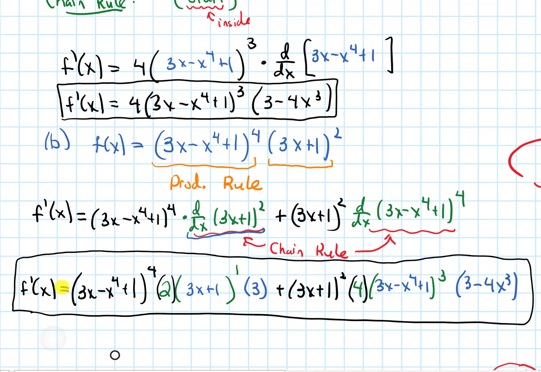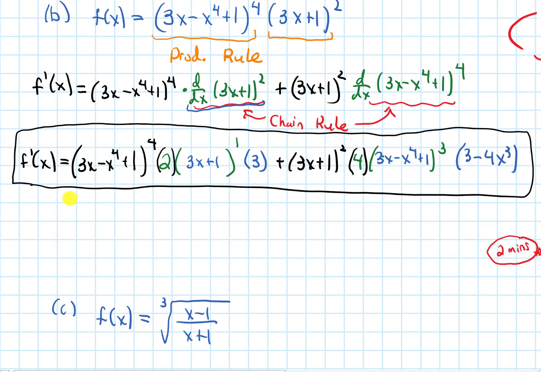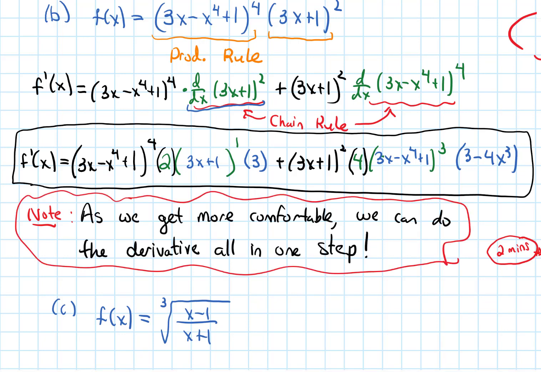All right, let's do part C now. Actually, no, sorry, let me make one note before we move on to part C. This is more just a general comment, so I'm going to write it quickly. It's something that I mentioned earlier in words, but now I'm writing it down. As we get more comfortable with these chain rule problems, we can do this derivative all in one step. Even if within the problem I need a product rule and a quotient rule and need to combine some rules, we'll get better at doing it all in one step.